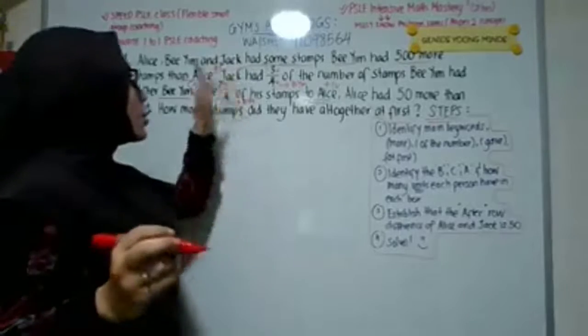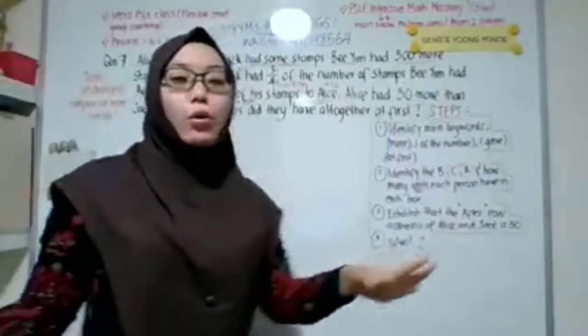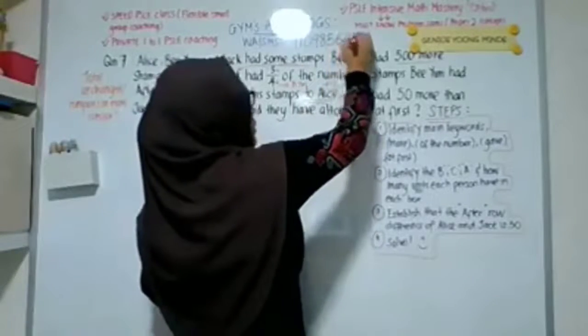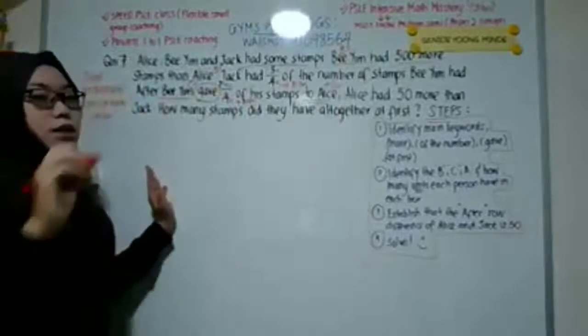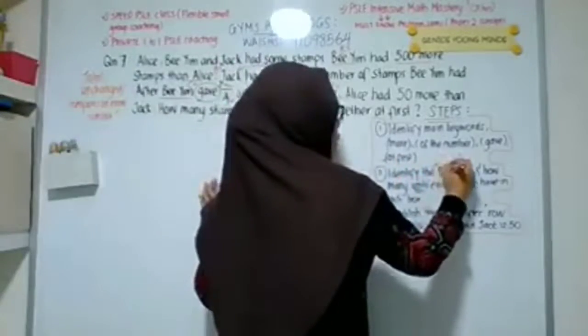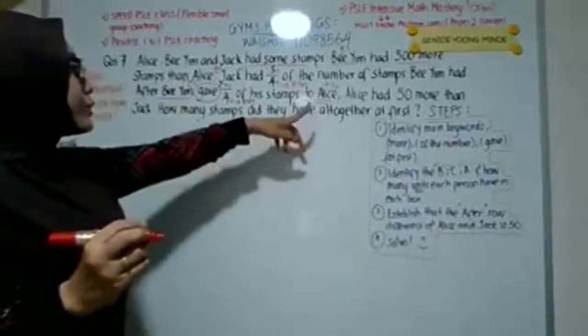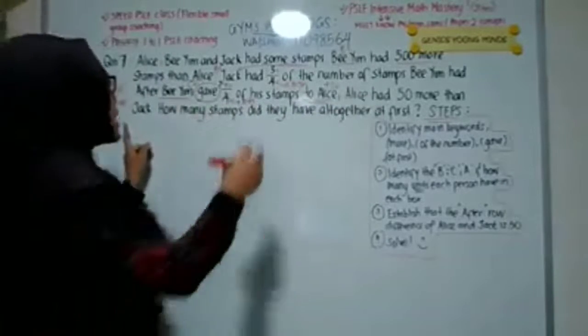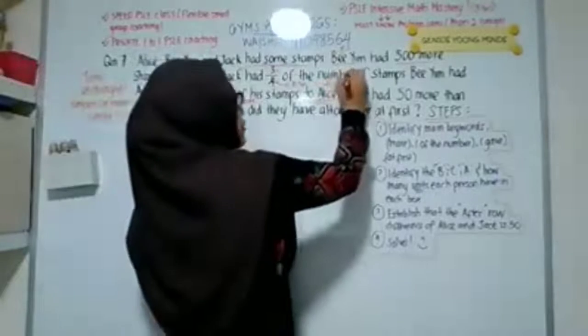This is the before units. We know Jack beam before. We also know the information that Beam has 500 more than Alice. That's all. We do not know the units yet. So I have the before, I have the change. Okay? And then Alice had 50 more than Jack, which means after this change, this is my after.